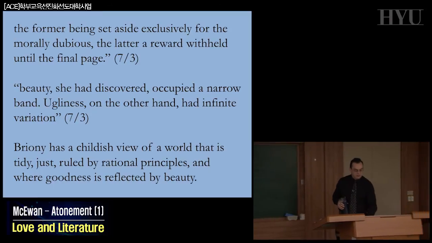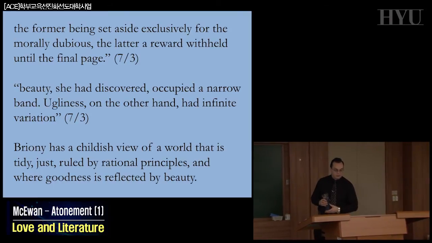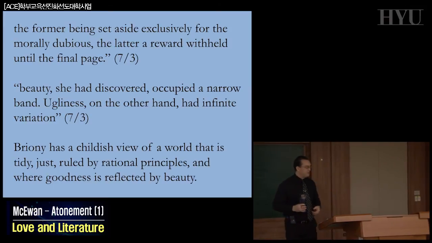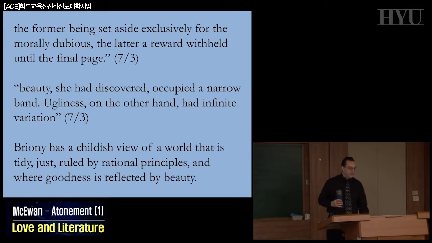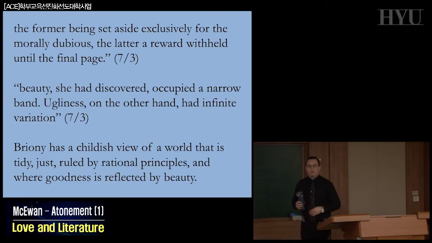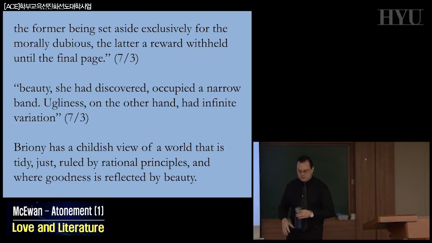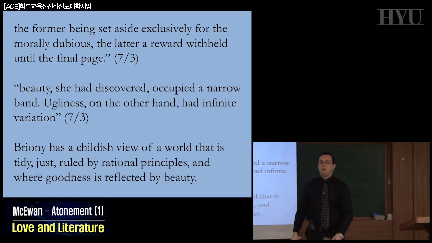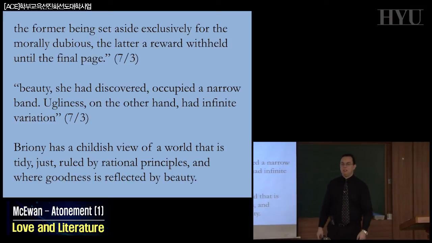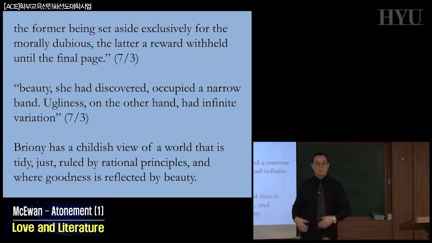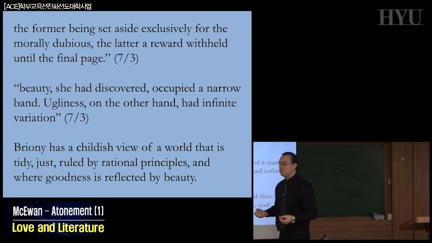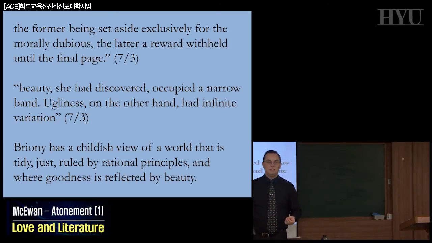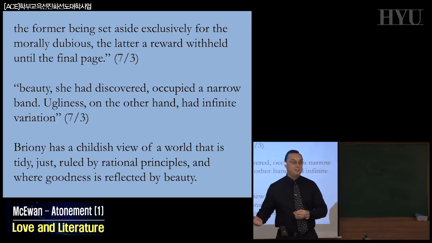Lastly, out of these views, she talks about beauty, right? Beauty, she had discovered, occupied a narrow band. Ugliness, on the other hand, had infinite variation. And she is very sort of almost mean to her cousin Lola, right? Because, oh, her freckles are ugly, right? And basically says, oh, well, you know, a good person is also a beautiful person, is her childish perspective. Can evil people be good looking? Can they be beautiful? Yeah, of course they can, right?